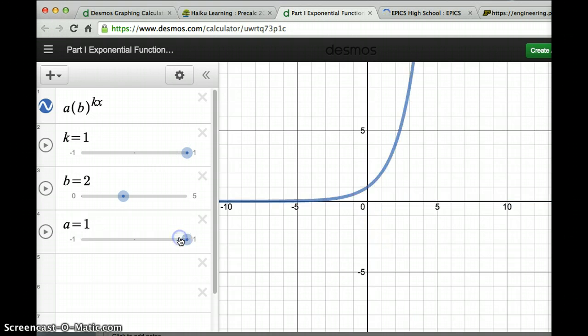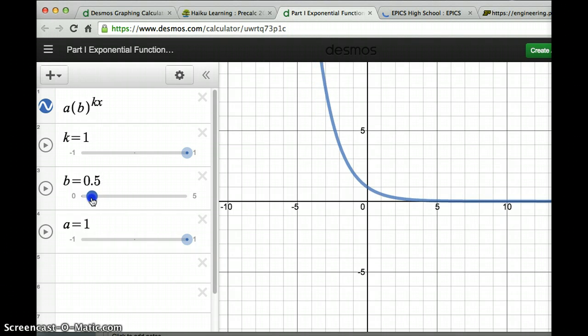So if we see that process again, b is 2, so we start with exponential growth. If we have one negative, it reflects, and we now have exponential decay. And if we have a second negative, it reflects again, and now we have exponential growth. So when we have two negatives, two reflections, it ends up being the same type of exponential function that we started with, without any negatives. Now that example was for when b equals 2, or when b is any number greater than 1. But it's the same pattern if we have b as a number less than 1.